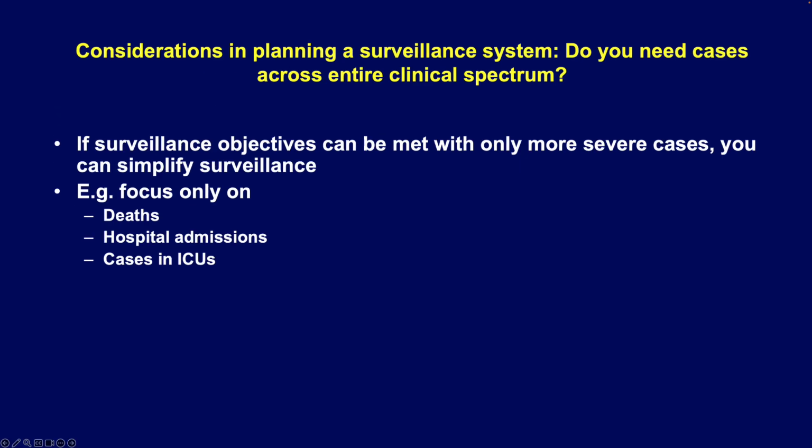One helpful question to ask is whether you need to capture cases that cut across the entire clinical spectrum of disease. If surveillance system objectives can be met only by tracking more severe cases, that could really simplify things. You don't have to capture information on every single case of the condition. You could focus, for example, only on the deaths, or only on the cases that result in admission to a hospital, or only on the cases that are in intensive care units. This reduces the universe of individuals that need to be counted and the resources needed to run the surveillance systems.